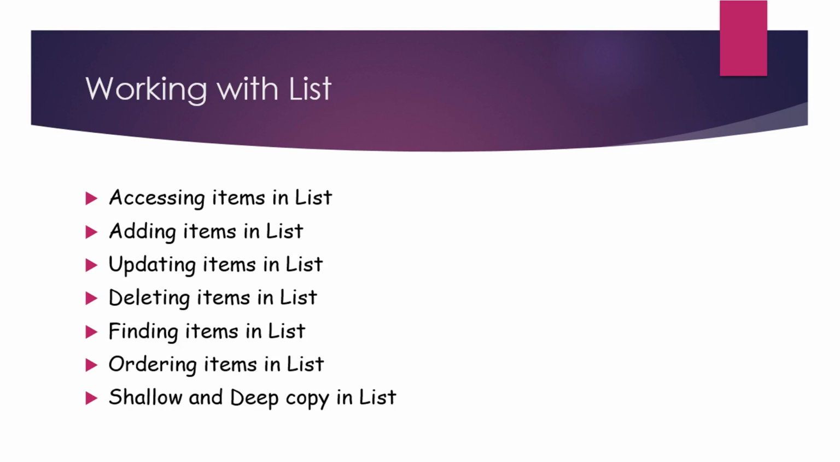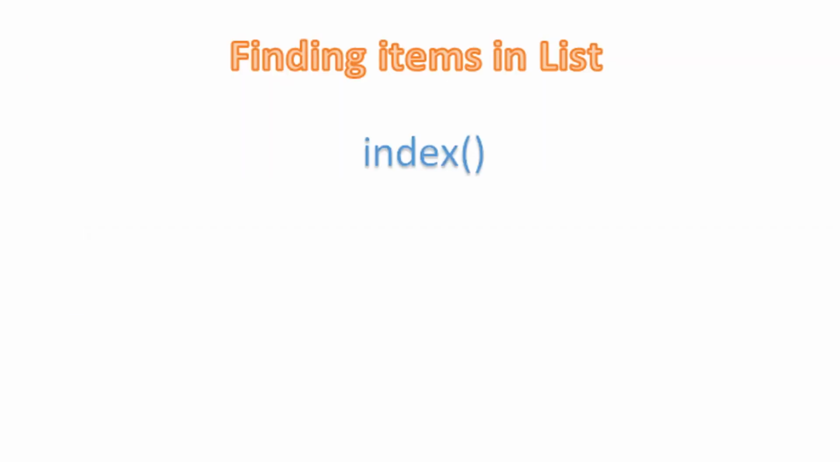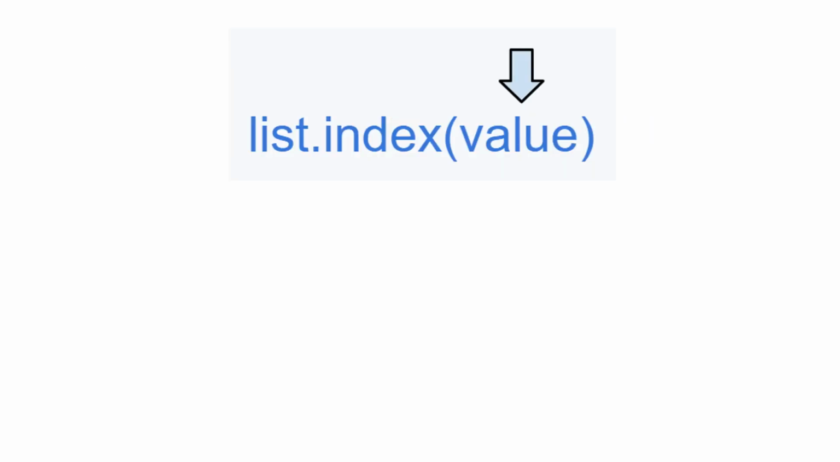These are the subtopics in working with list. In this video, I am going to cover the fifth and sixth topic, finding and ordering items in list. Finding items in list. Index. Index is an inbuilt function in Python. It returns the index position of a specified value in a list. We must pass a value to the index as an argument.